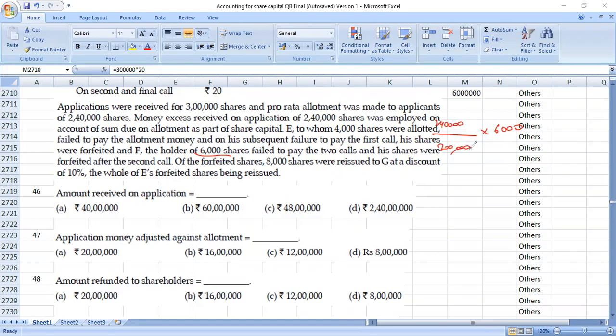2,40,000 will be on top. 3 zeros get cancelled. 2 zeros and 2 zeros will get cancelled. 2 will get cancelled first. 3. 2,400 into 3 is 7,200. He's made 7,200 applications. Minus 6,000 into 2 into 20 will give you the amount of calls in advance after application. So 1,200 into 20. So 24 followed by 3 zeros, 24,000.